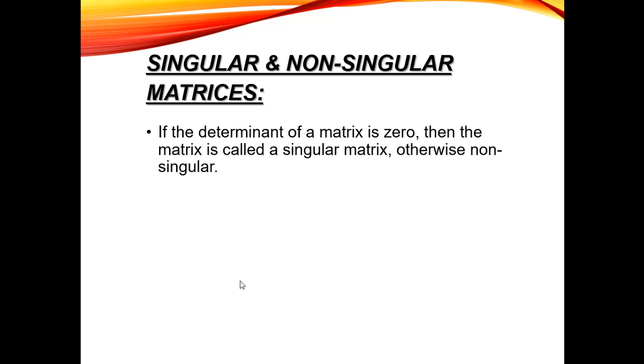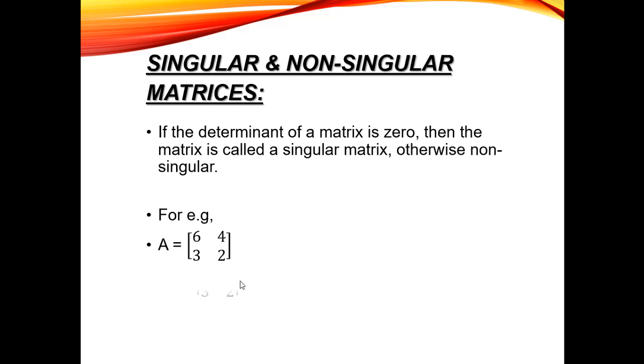Singular and non-singular matrices. If the determinant of a matrix is 0, then the matrix is called a singular matrix, otherwise a non-singular matrix. For example, in this case we have matrix A with the elements 6, 4, 3 and 2, and we need to know whether this matrix is a singular matrix or a non-singular matrix.